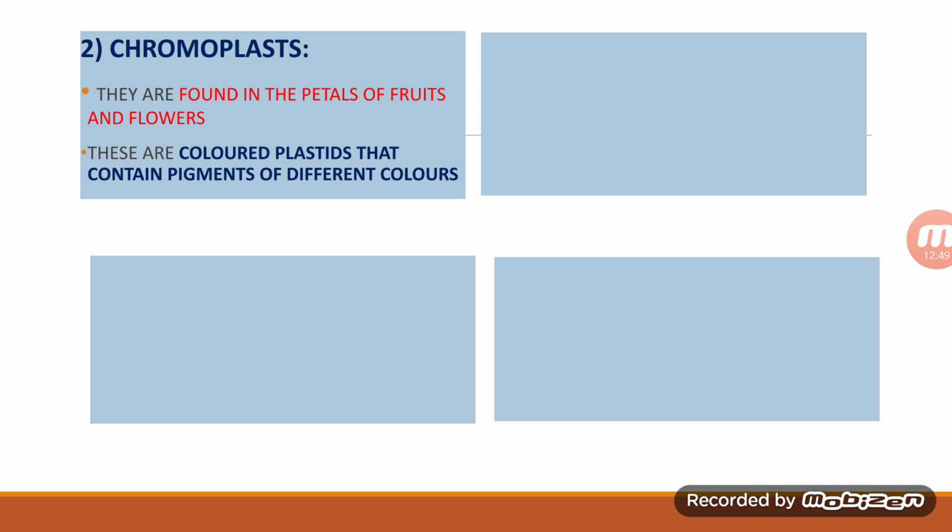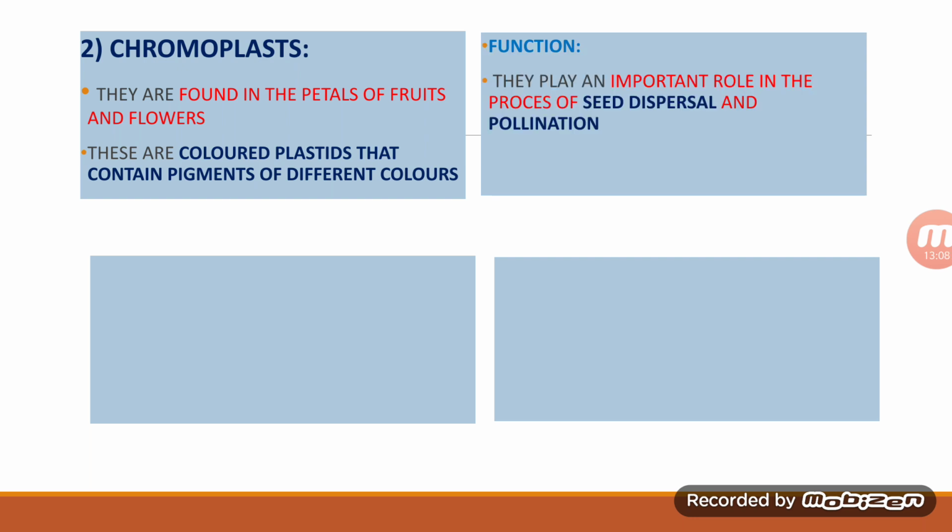These are colored plastids and they contain pigments of different colors, which means chromoplasts will contain coloring substances like red color, yellow color, orange color. This is the reason why the petals are brightly colored and the fruits are also colored. The function, they play an important role in the process of seed dispersal and pollination.